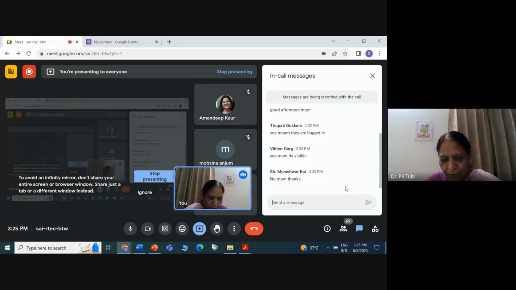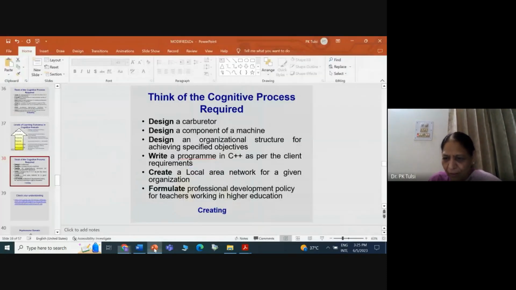Okay, so let's proceed then, as we are looking at the cognitive domain.